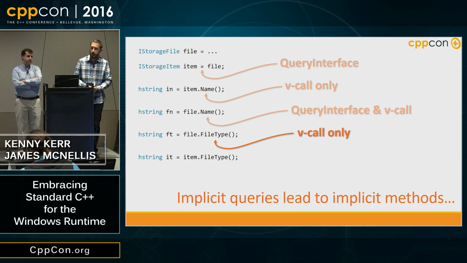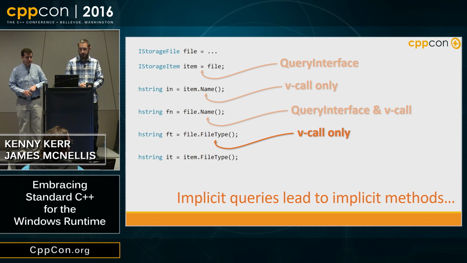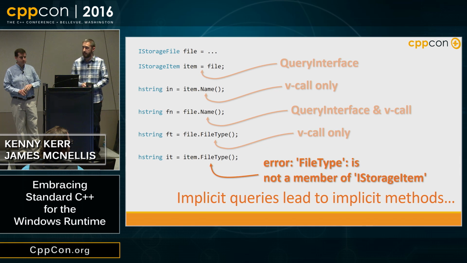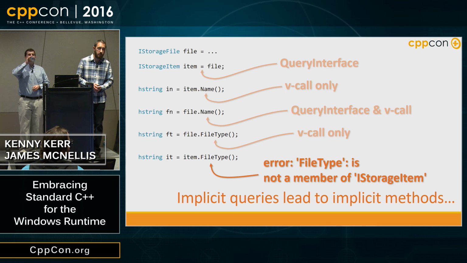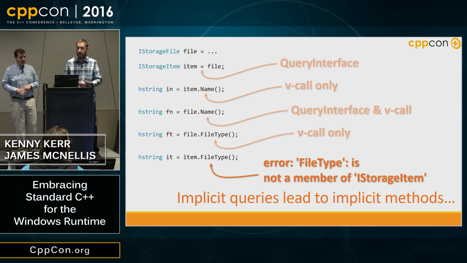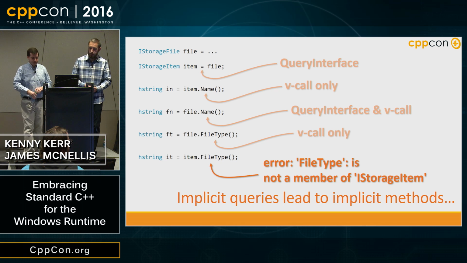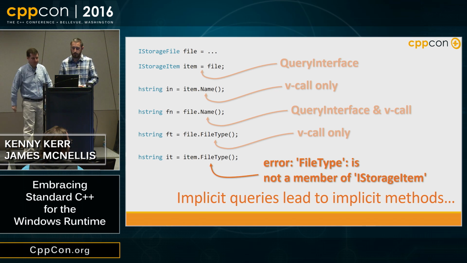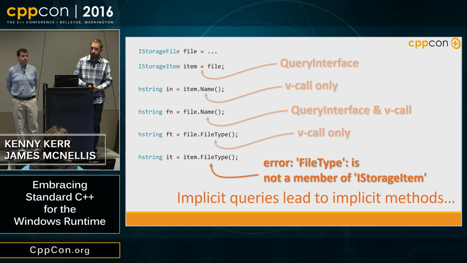Calling FileType. Now FileType, if you remember from the previous slide, is actually a method on the IStorageFile interface. So that's just going to work. It's just going to be a vcall and off you go. However, FileType is not a method on the IStorageItem interface. And there's no relationship going the other way, so that simply won't compile. The language's projection is not going to give you code that is not going to work at runtime. All of the checking is done at compile time. We have the metadata and we can do that for you.